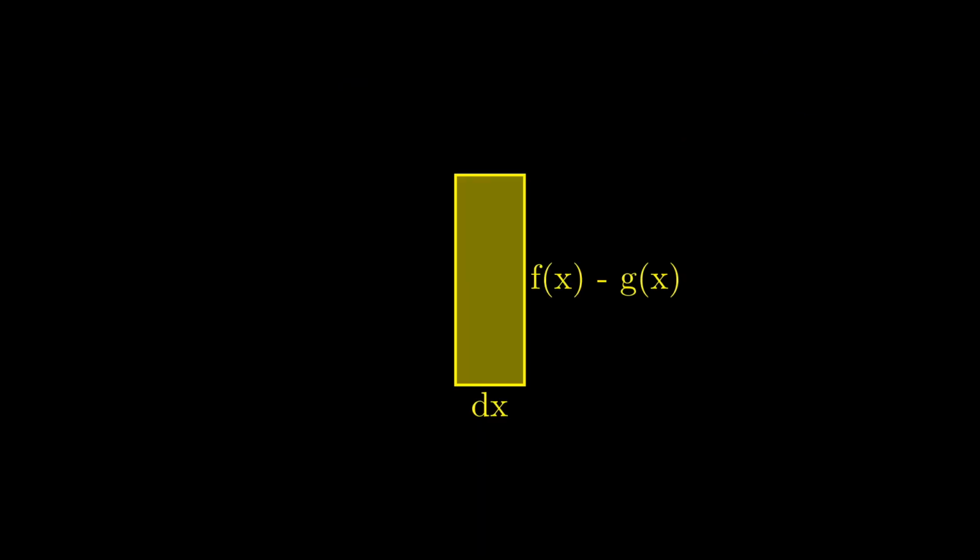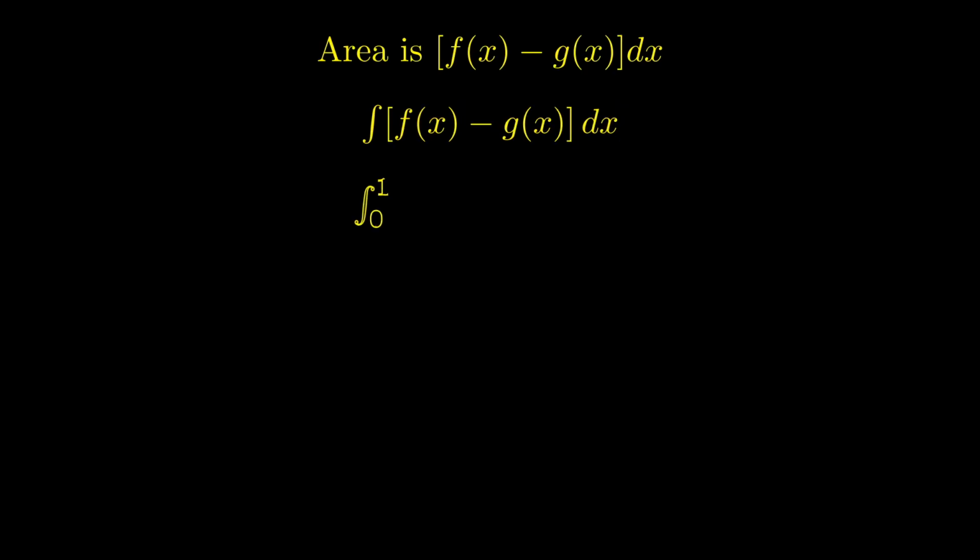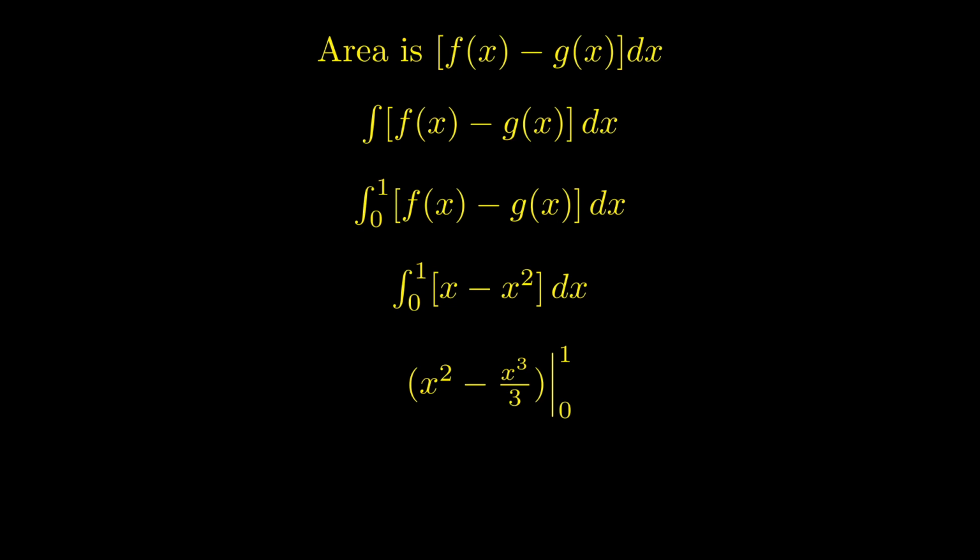So in this problem, f of x is x and g of x is x squared. And we're integrating from 0 to 1. So the difference between the two functions is just x minus x squared. So we can integrate to get x squared over 2 minus x cubed over 3. And then we use the bounds to get an answer of 1 over 6.